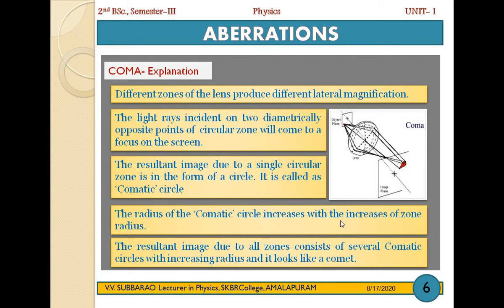The radius of the chromatic circle increases with the increase of zone radius. The paraxial zones, that means the zones having smaller radii, form small chromatic circles, and the marginal zones form chromatic circles with greater radii. So, as each zone forms a single chromatic circle, the entire image looks like a comet. The resultant image due to all zones consists of several chromatic circles with increasing radius, and it looks like a comet.